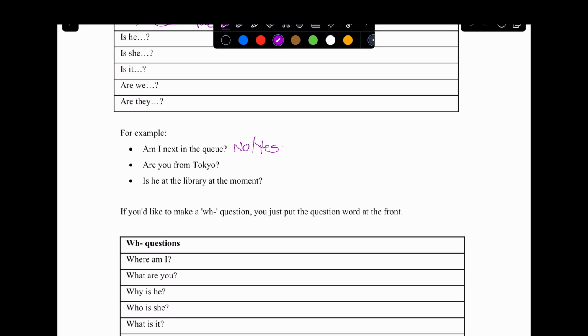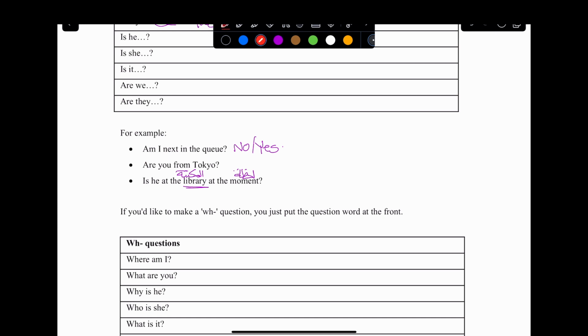Are you from Tokyo? هل أنت من طوكيو؟ Is he at the library at the moment? هل هو في المكتبة so library المكتبة في هذه اللحظة in at the moment في هذه اللحظة so moment لحظة. So هل هو في المكتبة في هذه اللحظة.